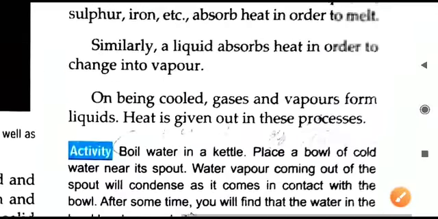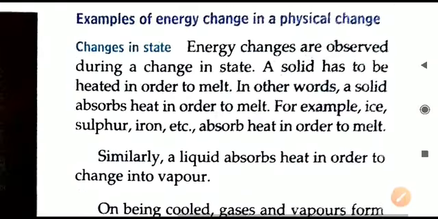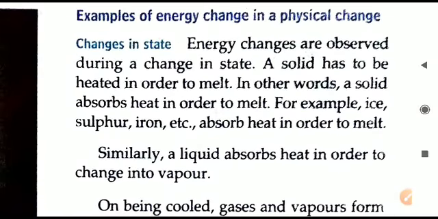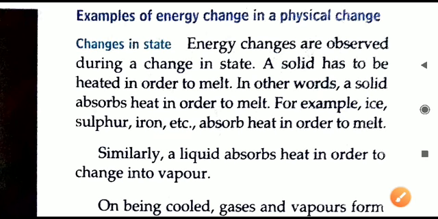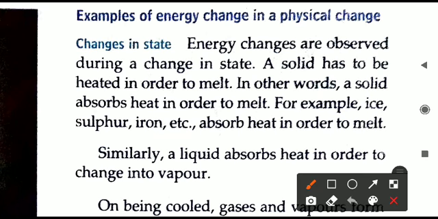So we have seen the two types of changes. Now one by one we'll go through the changes regarding energy in physical and chemical change. First we will see the physical change, and how the energy changes come in. The first example here is changes in state of matter. Whenever the state of matter changes, that is solid to liquid and so on and vice versa, there are changes related to energy.